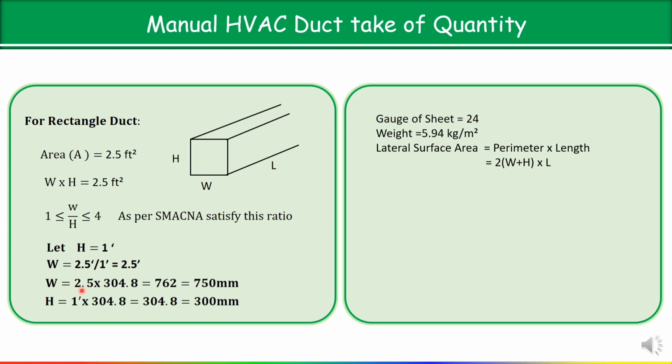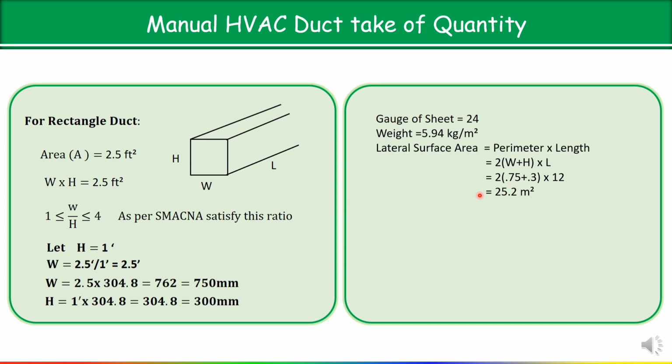Here you can see the width we have got is 750 mm, which is in millimeters. When you convert this to meters, it is 0.75. Same way, height is 0.3, and the length we already know, in the question it is given as 12 meters. So I'm substituting those values, and from there we have got the lateral surface area of 25.2 square meters.